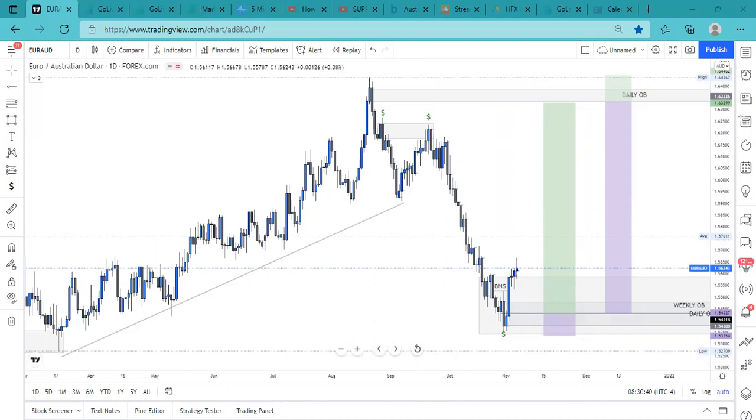I'm curious, if you were to extend that trend line, would it hit that daily OB? If you continue drawing that trend line, would it go to that spot, or you never do that to see?